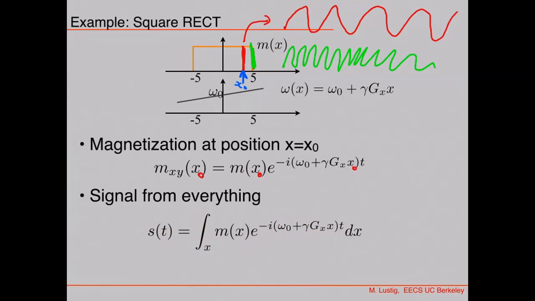Now, if you stare at this long enough, tell me if you recognize anything here. It looks like something. What does it look like? A Fourier transform. Kind of, not exactly a Fourier transform, right? A Fourier transform would have e to the minus i kx times x, right?